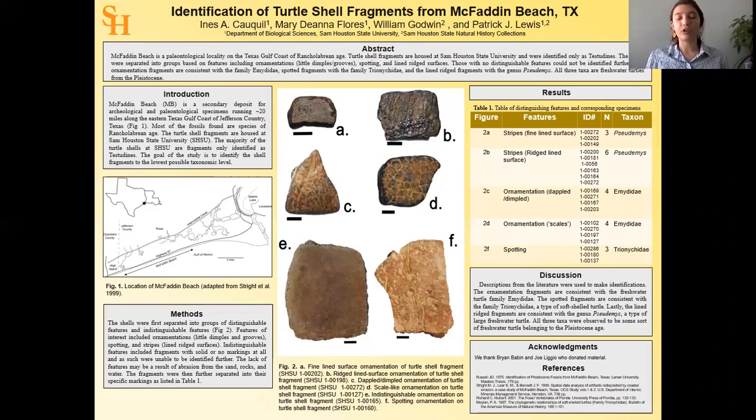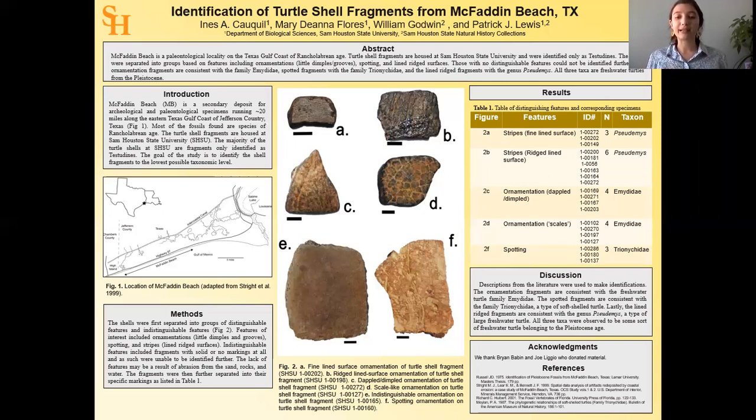From these, we were able to cross-reference them with comparative articles and literature. From this, we found that the taxonomic levels of each sample were different, but similar. In A and B, the striped markings, we found that they were part of the genus Pseudemys, which is a large freshwater turtle. The ornamentation taxa were found to be part of the family Emydidae, which is also a large freshwater turtle. And lastly, the spotting markings were found to be part of the family Trionychidae, which is also a freshwater turtle.